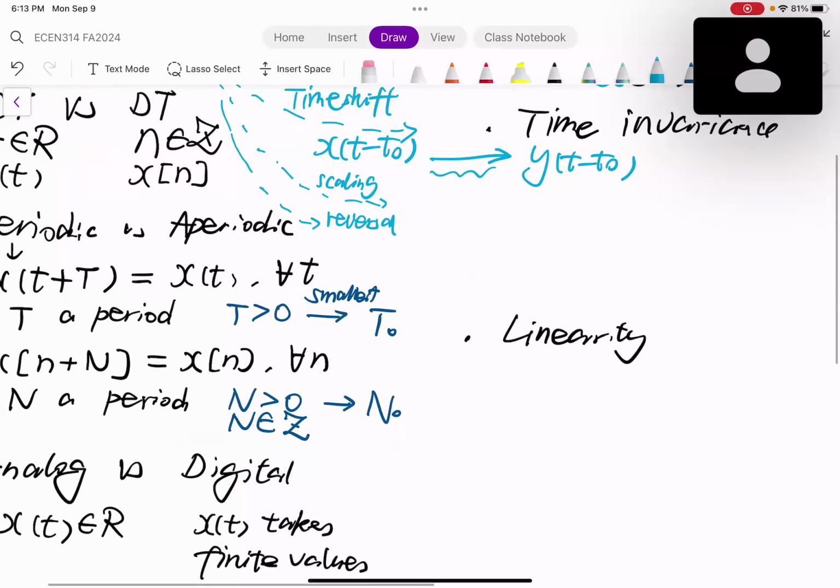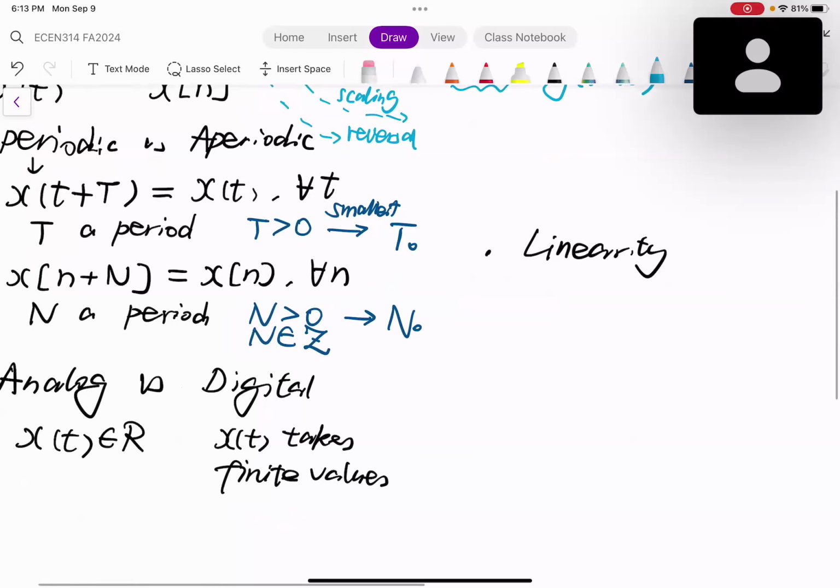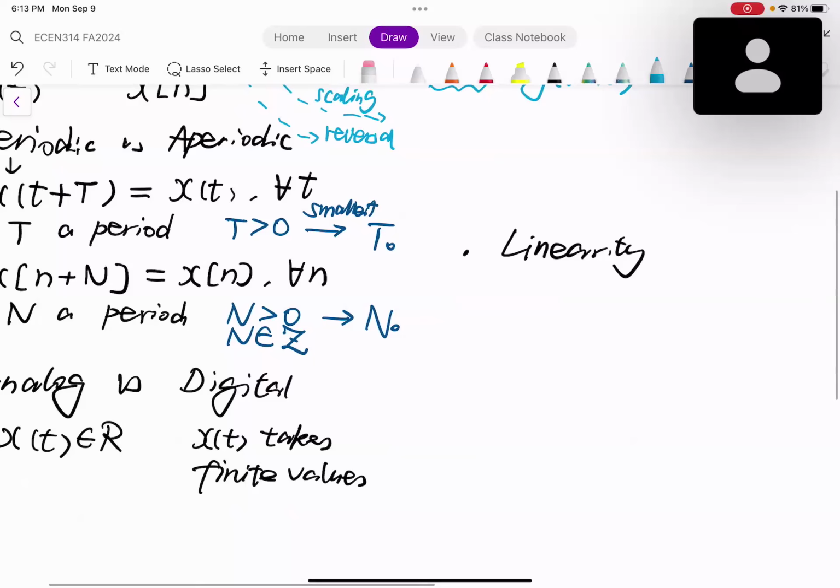The second property of systems we have learned is called linearity. This is not playing with time though, it's playing with the signals. It's like analog versus digital. It's about the signal itself. So linearity basically means that, again, let's assume we have such an input-output relationship, okay?